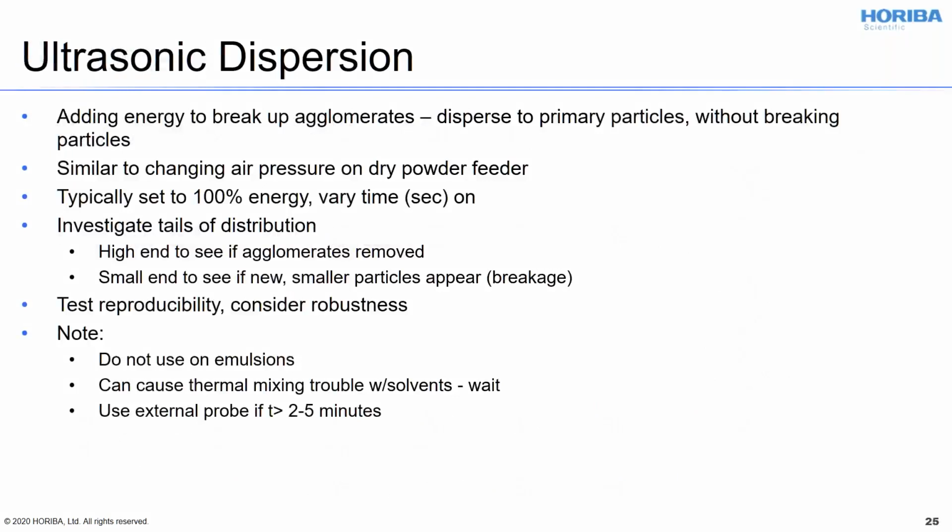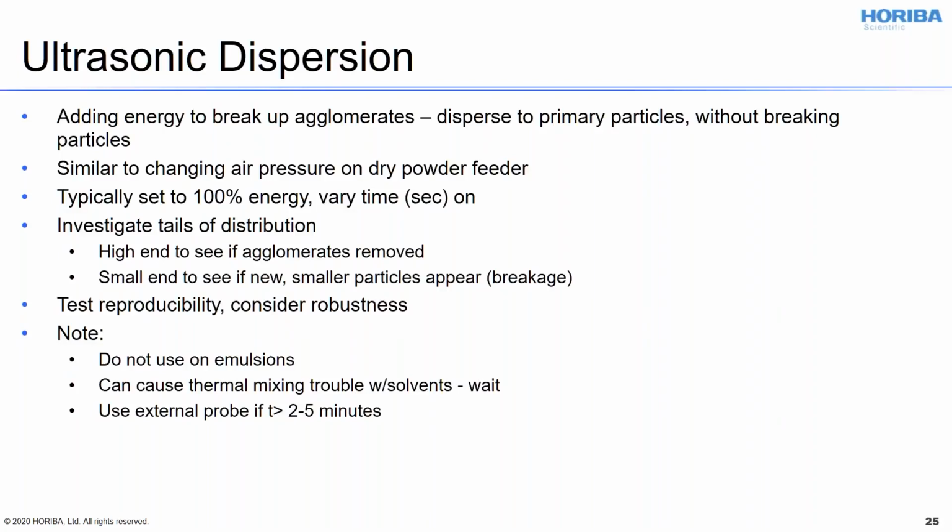Okay, I mentioned ultrasonic dispersion a few times, and I guess I need to add some more detail there. Really, I'm going to include ultrasonic dispersion and air dispersion in dry powder feeders because they're kind of the same ideas. You're adding energy to break up agglomerates. Typically, people set them up for ultrasound at 100% of the energy, just turn it up to the max, and then decide whether you're going to run for 1 second or 10 seconds or 30 seconds. And then you're going to start looking at the distribution as you vary the ultrasound time. You look at the tails, and you'll see if your high-end tail is going down because agglomerates are removed. And as new particles appear, you should see the tail on the left side for smaller particles grow larger. That could be indicative of particle breakage.